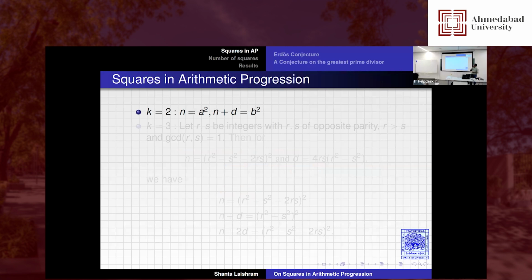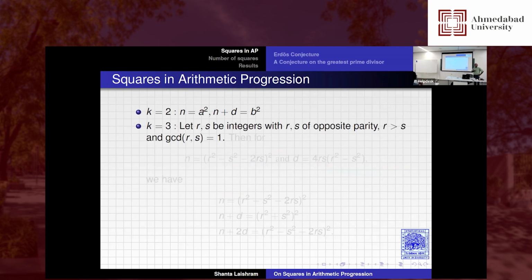Now in the case of 2, we're looking for a 2 term arithmetic progression, both of which are squares. Clearly you can have infinitely many arithmetic progressions of length 2 which are squares. So n is a square, n plus d is a square. This is always possible.